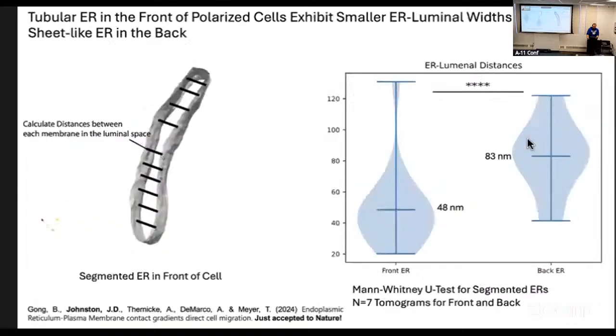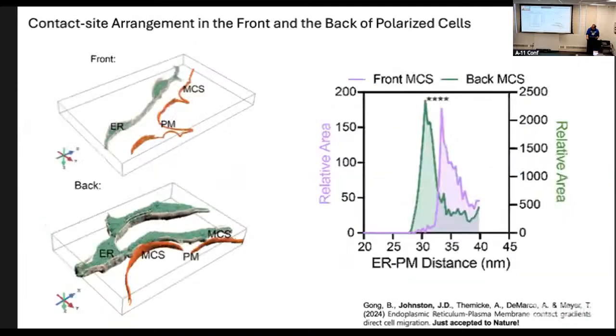Another thing you can do with this is calculate distances between ER luminal membranes. To do this, you would take your full segmentation, separate the membranes, calculate the distances between those, and then do some downstream statistics. It's a Mann-Whitney test here. In this case, we saw the front ER had a shorter ER luminal distance, which we expected. But this is just an example of how you can use this to look at the different morphologies there. That's probably one of the cooler results.